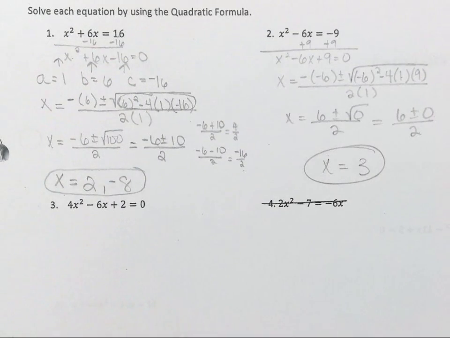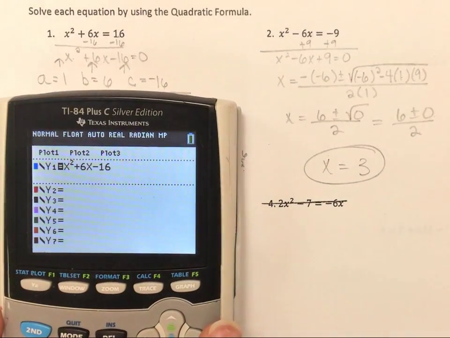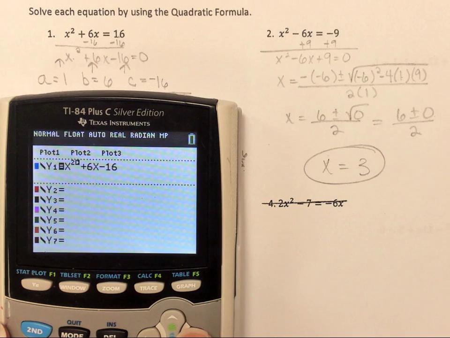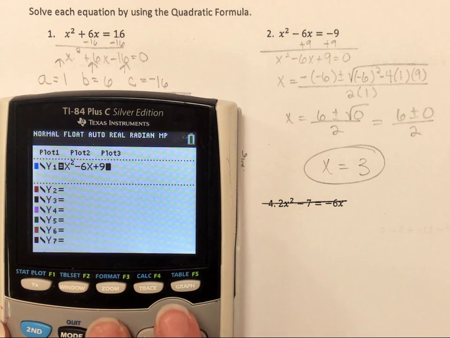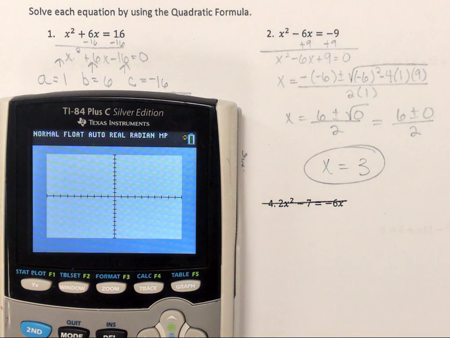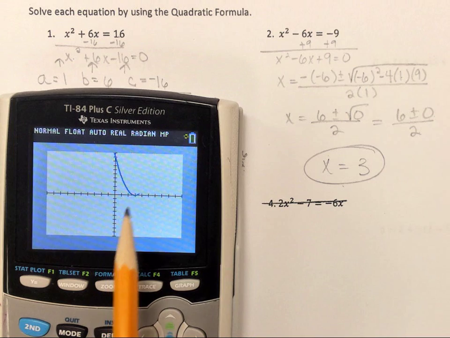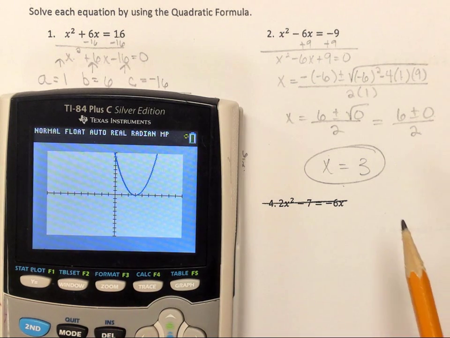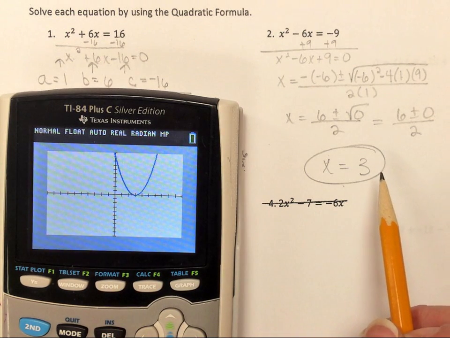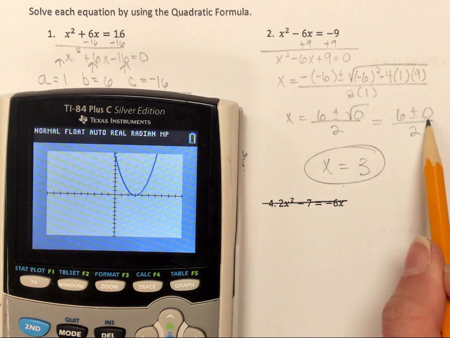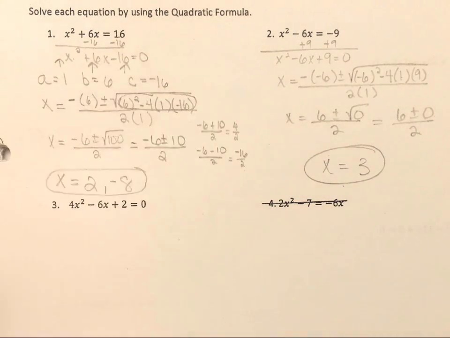Let me graph it. So when I graph it, we got x squared, and this time we got minus 6x, and then plus 9. It's only going to hit in how many places? 1. So the vertex is going to be right there at 3. There you go. Technically, it does have 2 answers, but adding 0 and subtracting 0 is the same exact thing. So, all right, let's go to 3.